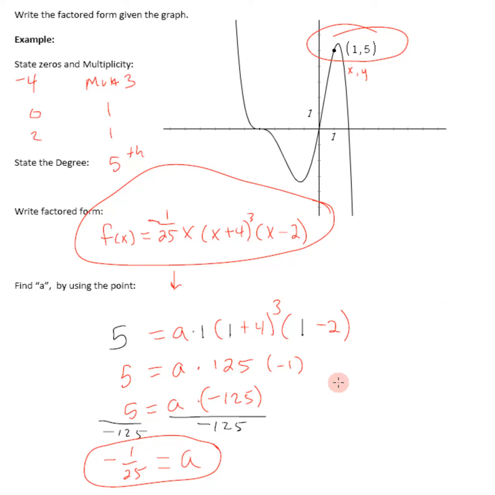Now in the homework you probably have some examples like that. You can work them through just the same way. Just remembering how to start with the zeros. That's where I started. Went to multiplicity, wrote the factors, found the a.